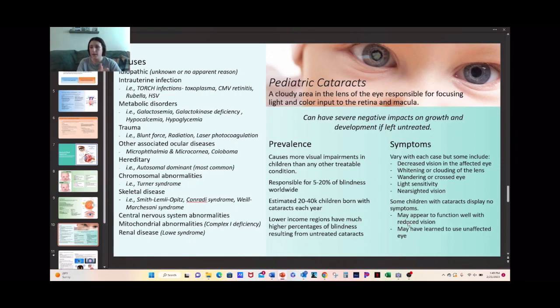Symptoms vary with each case, but some include decreased vision in the affected eye, whitening or clouding in the lens, wandering or crossed eye, light sensitivity, and nearsighted vision. Some children with cataracts display no symptoms, and this would be because they may have grown accustomed to functioning with reduced vision or learn to use the unaffected eye to function. Over here, you'll find a very long list of causes, and this list is even very condensed.